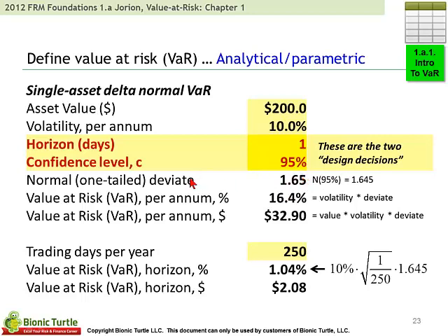It doesn't have to be a normal distribution. If it were a different distribution, we'd have a different deviate. VAR does not imply a normal distribution, but at the beginning, we tend to deal with it because it's familiar and easy to learn that way. And then we've got VAR per annum, volatility times deviate, which we can express that VAR in percentage or dollar terms. And then the per annum scaled into the daily based on some trading days per year, applying the square root rule.